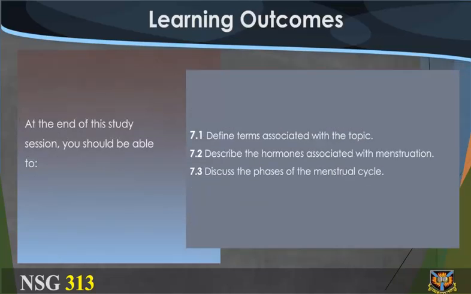Learning outcomes. At the end of this study section, you should be able to: 1. Define terms associated with the topic. 2. Describe the hormones associated with menstruation. 3. Discuss the phases of the menstrual cycle.